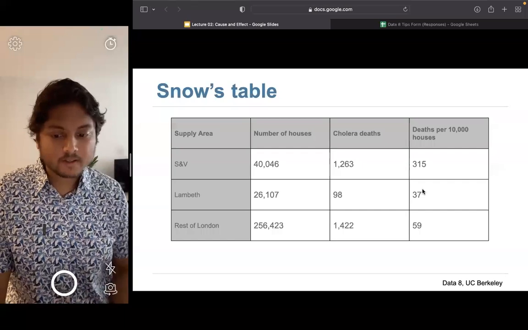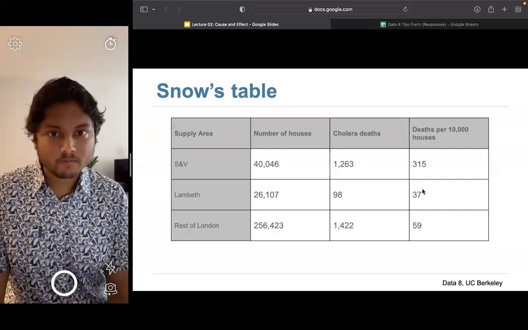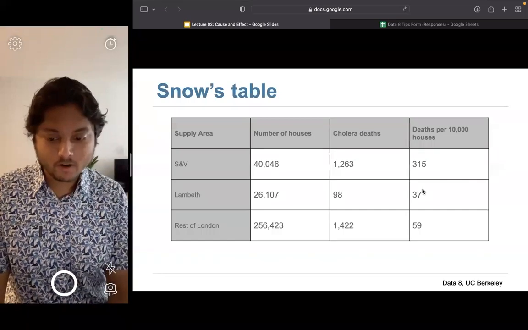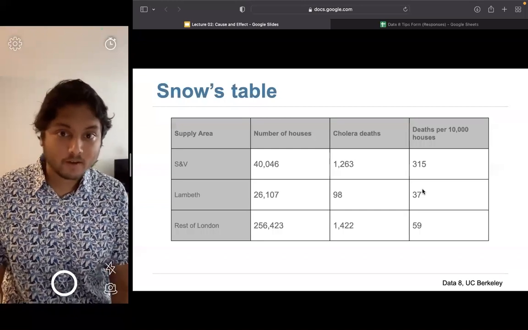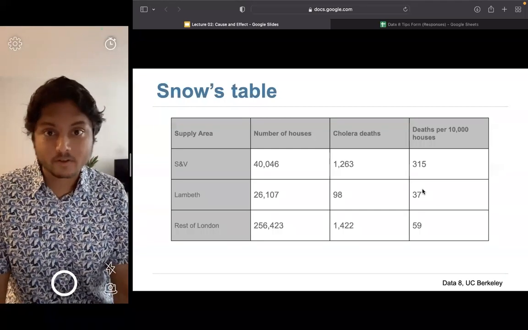And so, in this case, it seems like SNV probably could be changing the way that they give their water. The fact that they're downstream from the sewage system is potentially an issue.